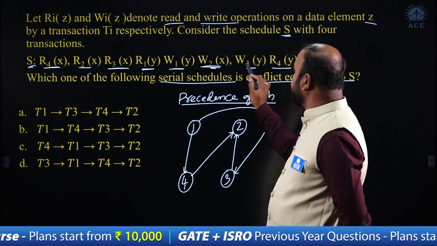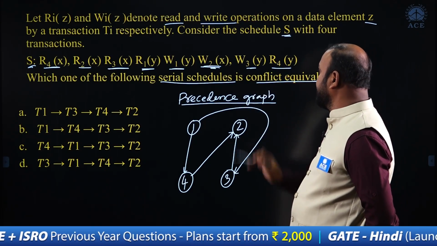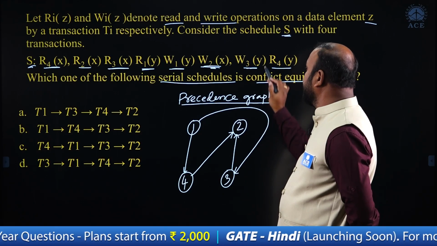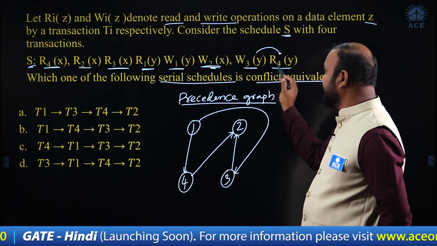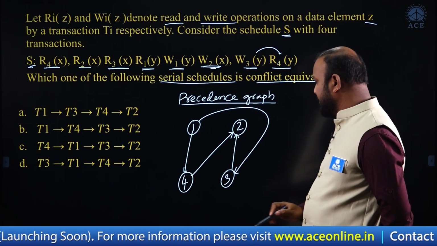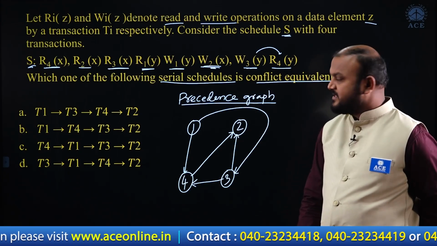Now, write 2X conflicts with read X or write X of another transaction, but there isn't one. Here write 3Y conflicts with read 4Y, because a write-read conflict is there between different transactions. 3 to 4. Now draw an edge from 3 to 4. Now this is the precedence graph.